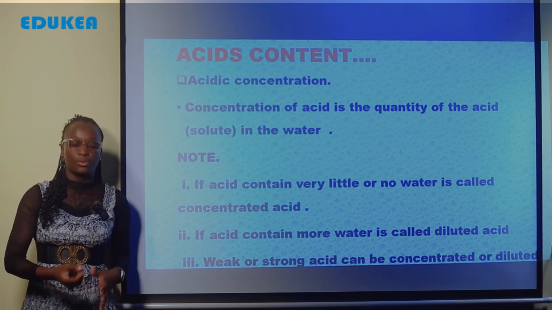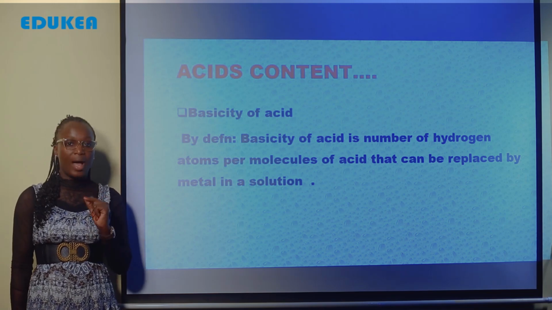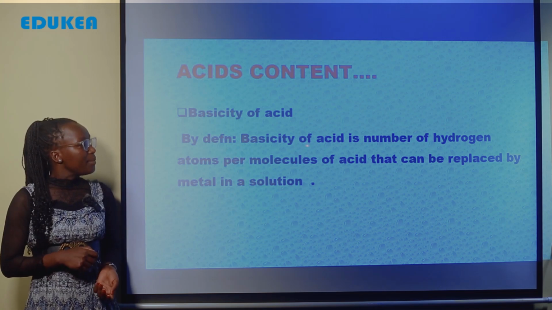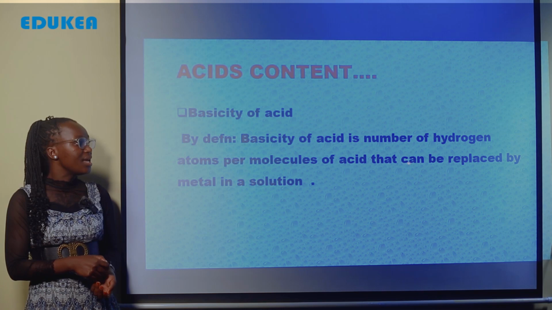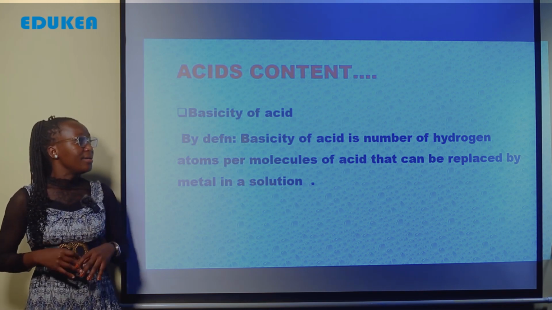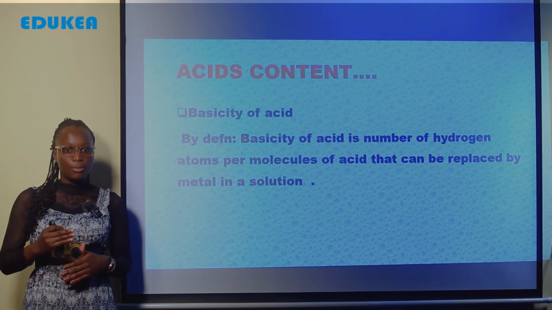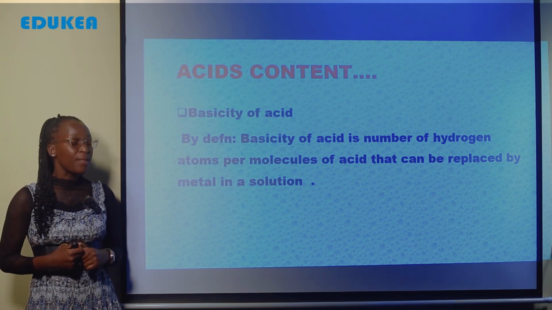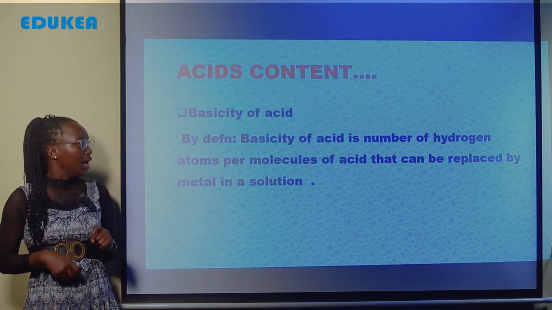Now let us see the basicity of acid. When we talk about basicity, this means that the basicity of an acid is the number of hydrogen atoms per molecule of acid that can be replaced by metal in a solution. It is the number of hydrogen atoms in each molecule, but we are considering the number of moles of hydrogen, and this number can be replaced by metals in a solution. Let us see the examples.